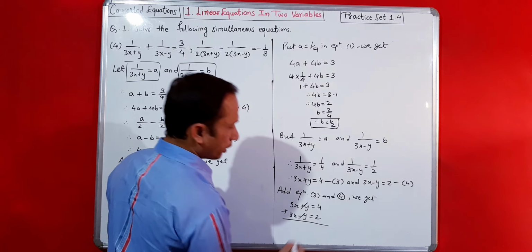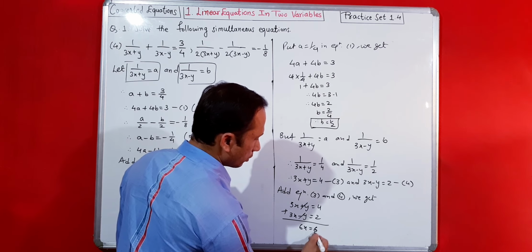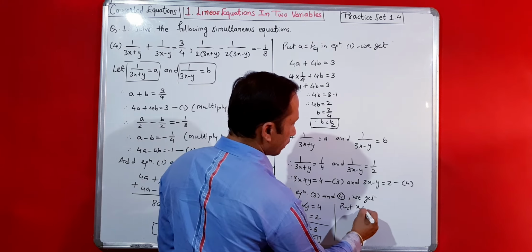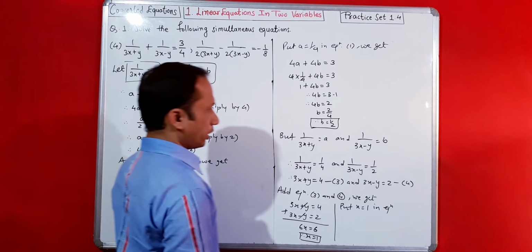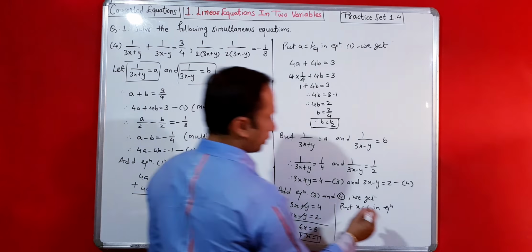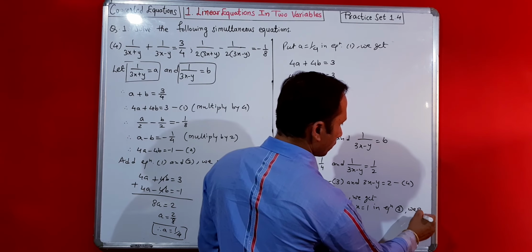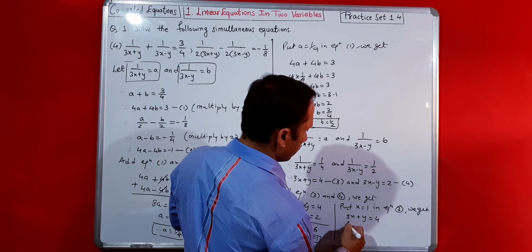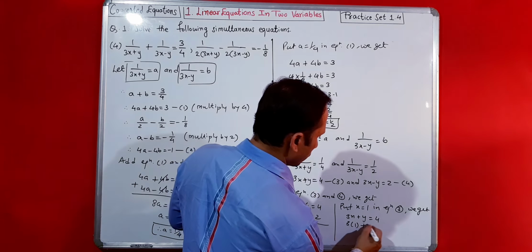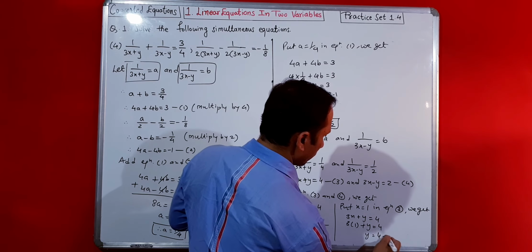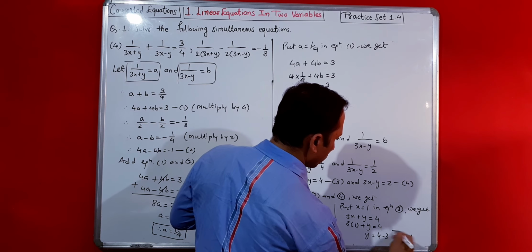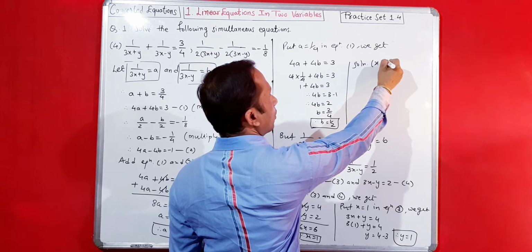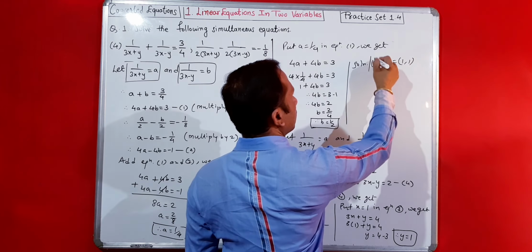So 3x plus y is equal to 4, 3x minus y is equal to 2. We add this, so minus y and plus y get cancelled. 6x is equal to 6, so x is equal to 1. This is the first value. Put x is equal to 1 in any one equation, suppose equation 3. 3x plus y is equal to 4, so 3 into 1 plus y is equal to 4. So y is equal to 4 minus 3. Therefore y is equal to 1. So both are 1. Therefore the solution (x, y) is equal to (1, 1). This is the final solution.